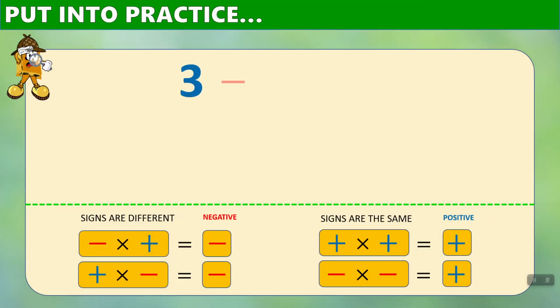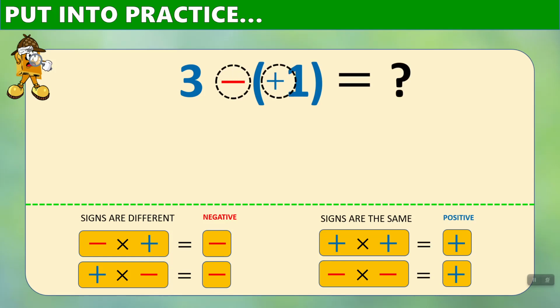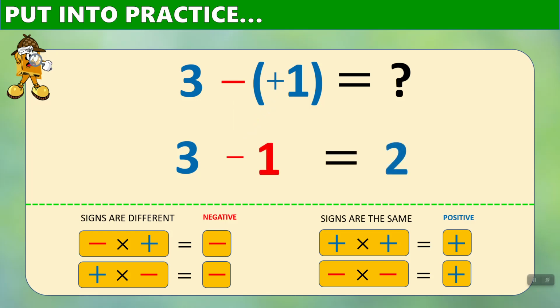Here's another one. 3 take away a positive 1. We see a negative and a positive and brackets. And looking down below, we see minus times plus gives us minus. And so this is rewritten as 3 take away 1. And we've seen this from primary school. 3 take away 1 is 2.